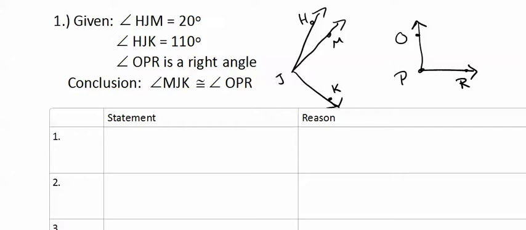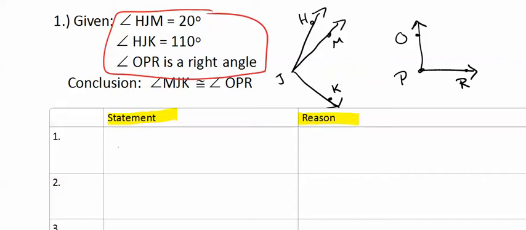If we look at the first problem, we're given the following: angle HJM is equal to 20 degrees, HJK is equal to 110 degrees, and angle OPR is a right angle, and the diagram is on the side. We are going to set up a two-column proof, and to do those, you always have two things. You have your statement, and you have your reason, and you just divide it with a line down the middle. The first thing you always do is start with your givens, which will be stated at the top. You can do this all at once, or you can do it separately.